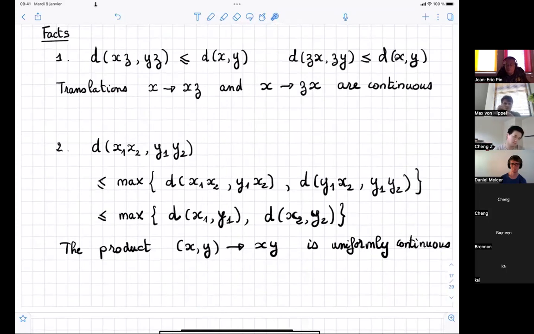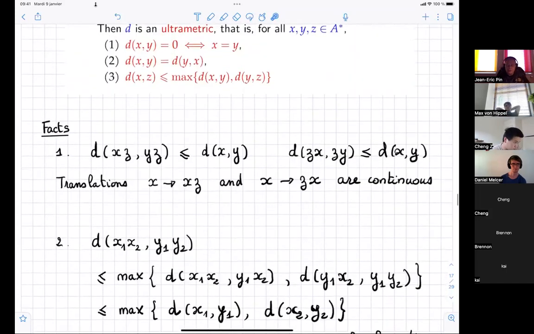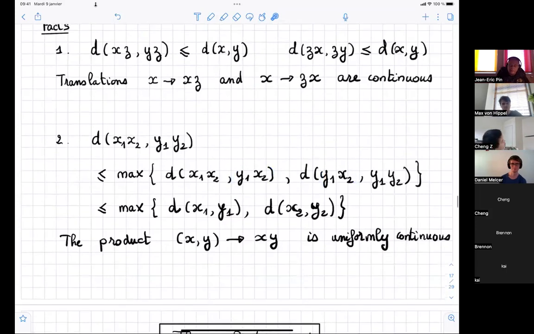The proof is very simple. If you want to compute the distance between x1, x2, and y1, y2, you use this strong inequality. You insert y1, x2 in the middle, here and there. So you use this equality. Now, you observe that using 1, you can replace this by this, and that's it. So it is well behaved. So the product is uniformly continuous.